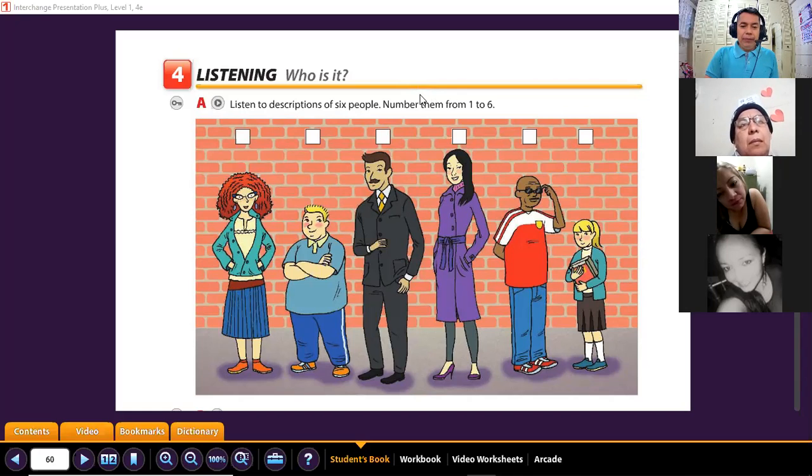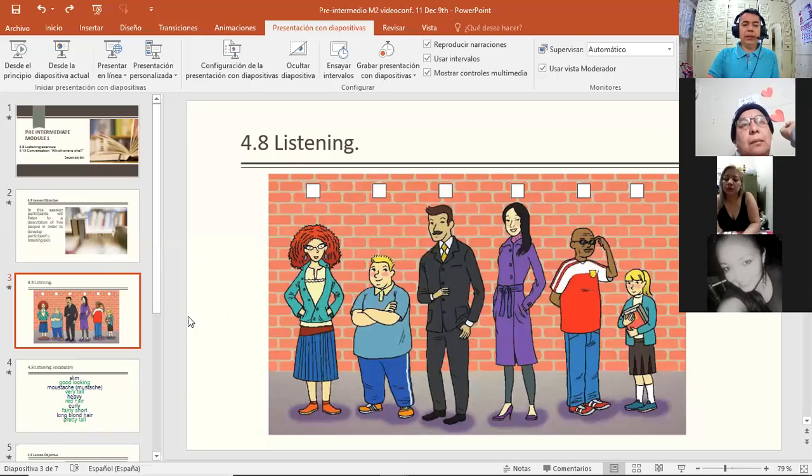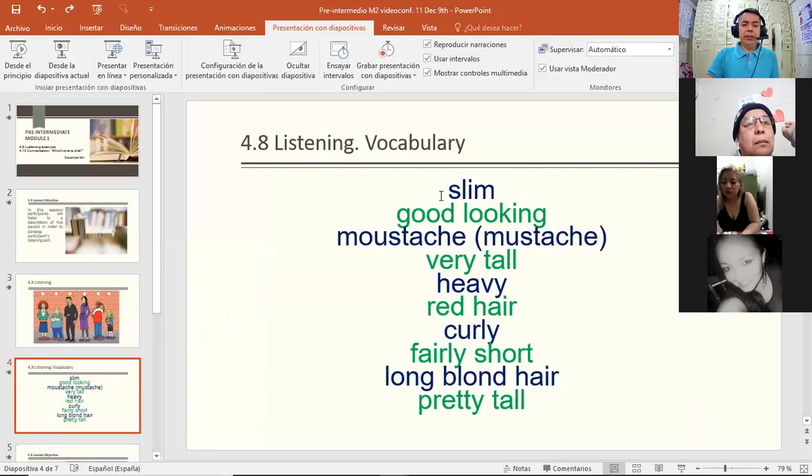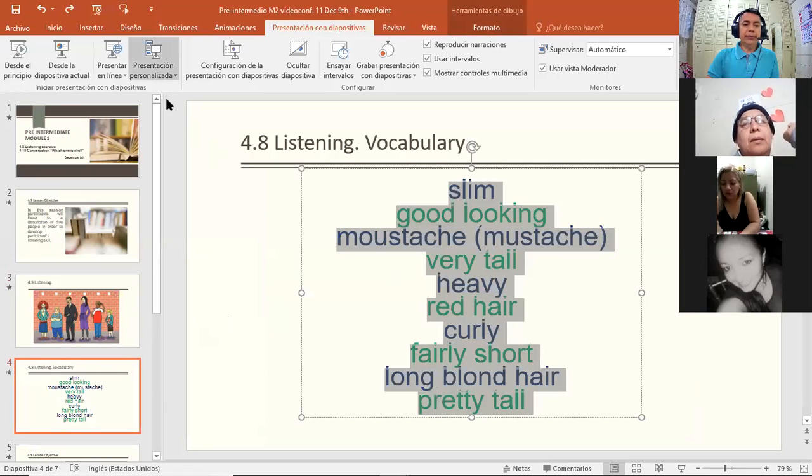Now let's go to the platform, to the PowerPoint presentation, sorry. I'm lost. Give me a second. Okay, good. Now remember the vocabulary, right? Slim. Good looking. Mustache. Very tall. Heavy. Red hair. Curly. Fairly short. Long blonde hair. Pretty tall.